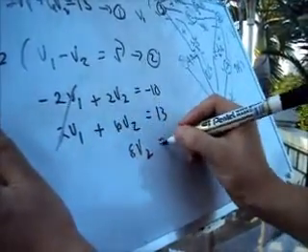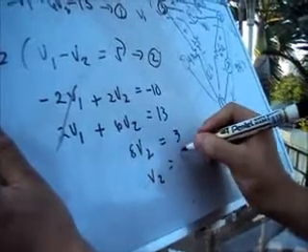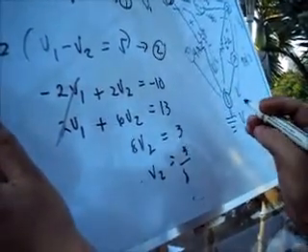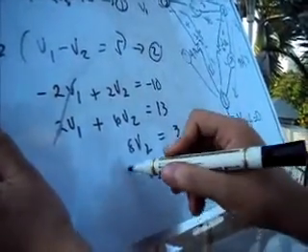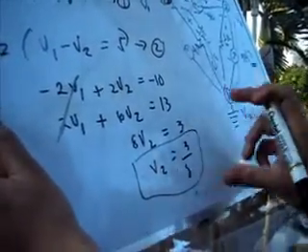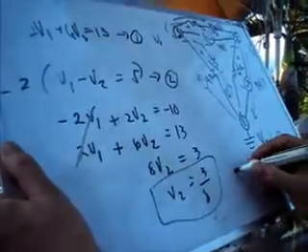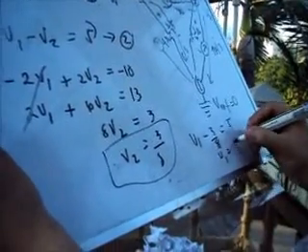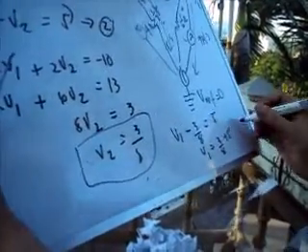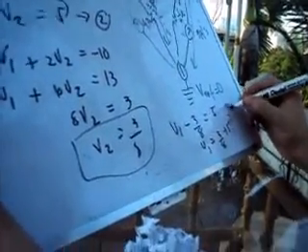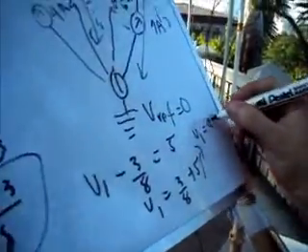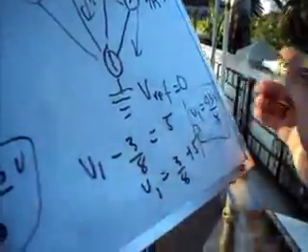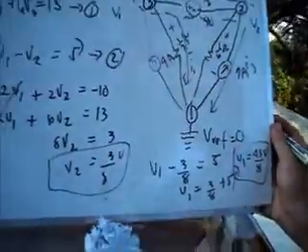8 V2 equals 3. So V2 is 3 over 8. From the second equation, V1 minus 3 over 8 equals 5. So V1 is equal to 3 over 8 plus 5. So we have V1 is equal to 43 over 8 volts. So that is our answer in the equation.